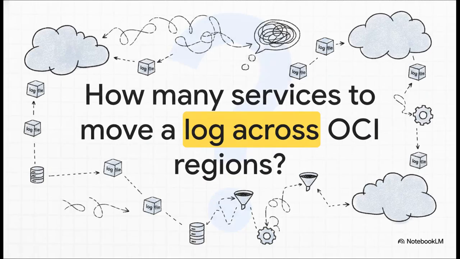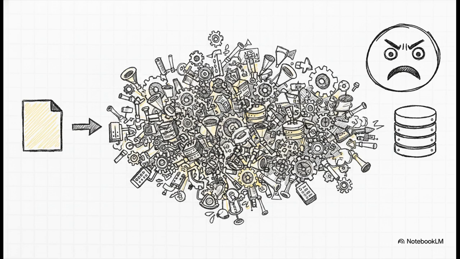But first, let me ask you a quick question that probably hits a bit too close to home if you deal with multi-region compliance and security monitoring. How many services does it actually take to move a simple log file across OCI regions? Seriously, think about your current architecture for a second. Think about all those hops. Well, if your answer was traditionally way too many, you hit the nail right on the head. And it's incredibly frustrating, isn't it?